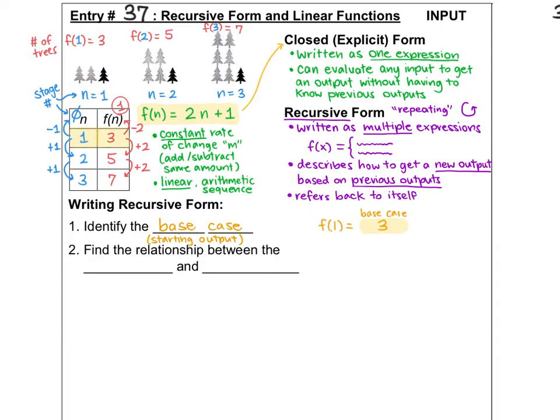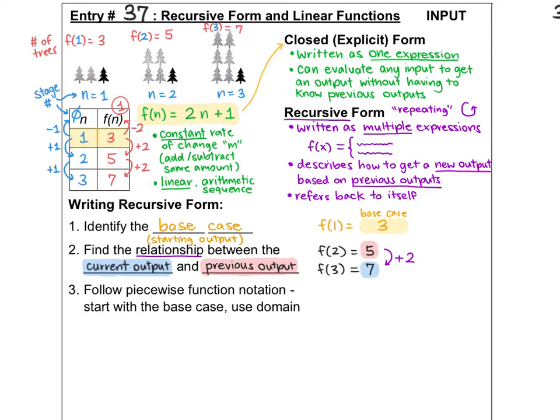The next step you'll need to do is to find the relationship between the current output and the previous output. To do this, we'll want to choose two input-output relationships to look at. So I'm taking a look at f of 2 giving us an output of 5 and f of 3 giving an output of 7. The difference between the output of 5 and the output of 7 is adding 2. So the pattern to get to the current output 7 from the previous output 5 is to add 2.